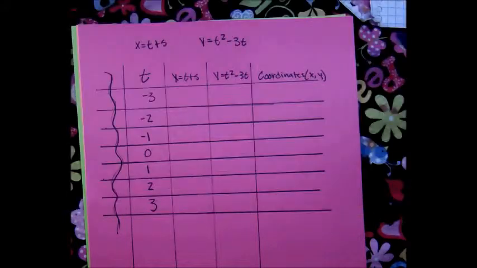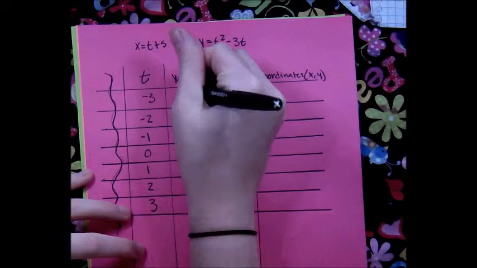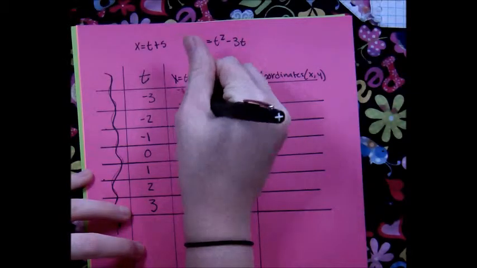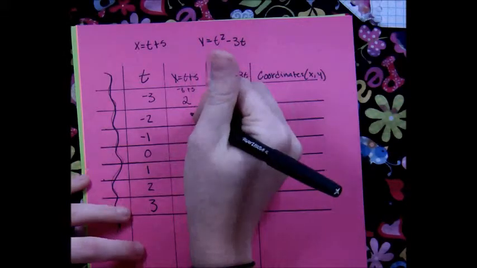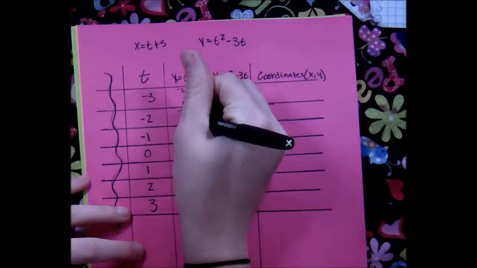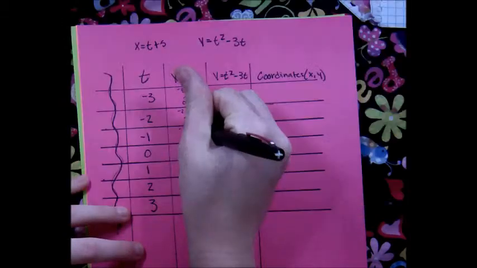So we're going to go all the way from negative 3 to positive 3, and that's going to go in the first column. Our first equation is x equals t plus 5. So our first step is we're going to plug negative 3 into t. So we're going to have negative 3 plus 5, which is 2. And you're going to keep plugging your t into your equation. For example, your second one is negative 2 plus 5. Then you'll have negative 1 plus 5, 0 plus 5, and so on.